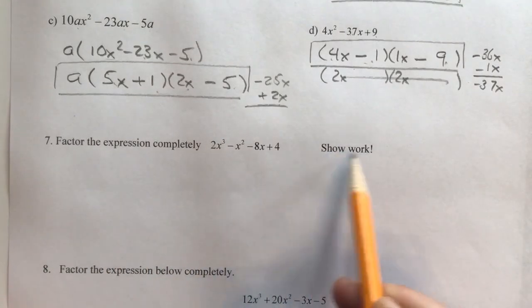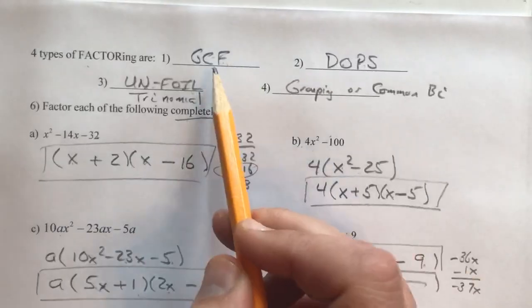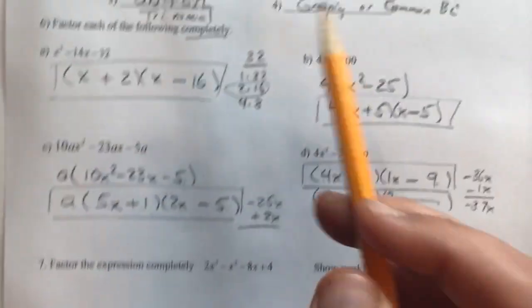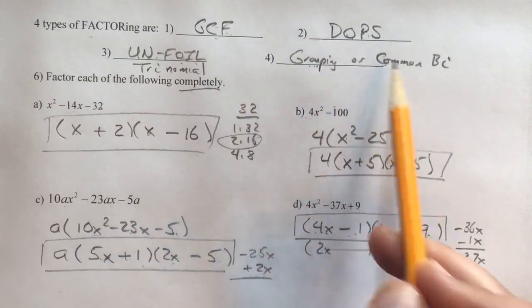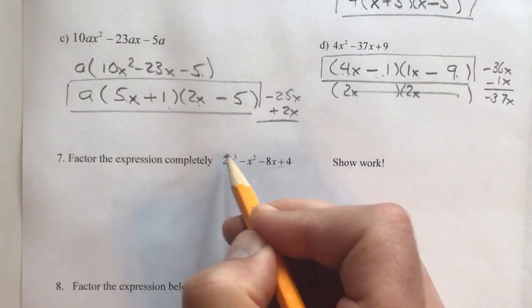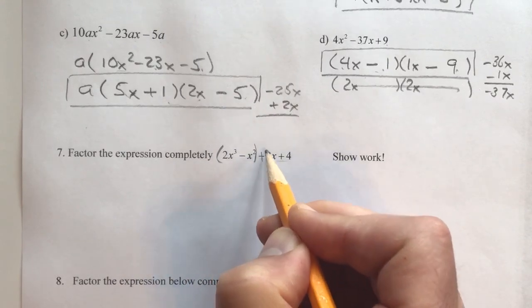Factor the following. Show your work. All right. So again, you should look for a GCF, but there's nothing there. It's definitely not a DOPS, or it's not a trinomial. So I got to do the grouping method. So it's the one students usually need a lot of review on. Group the first 2. Careful with that.